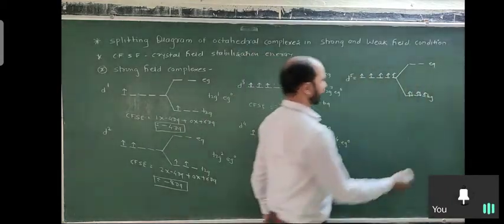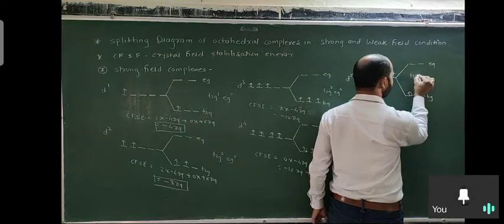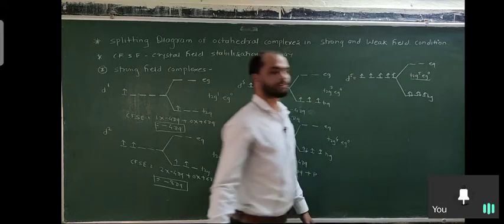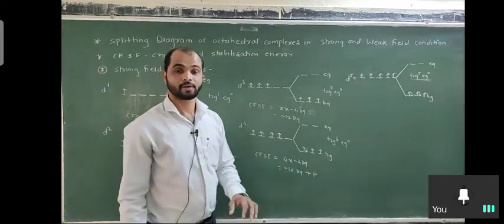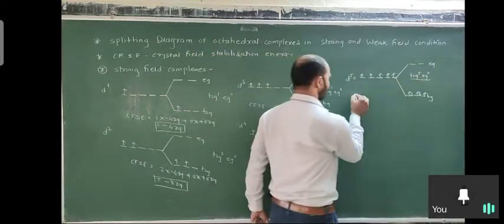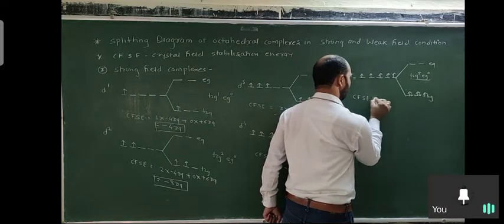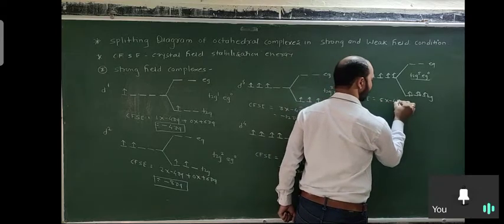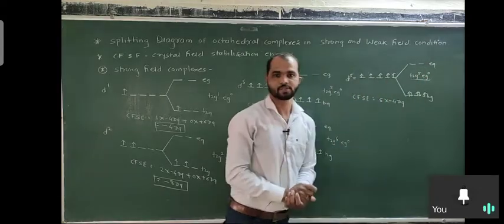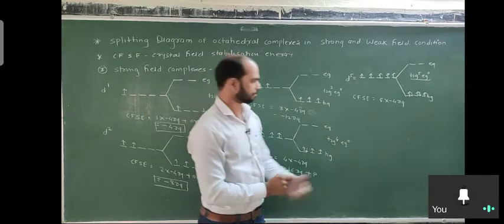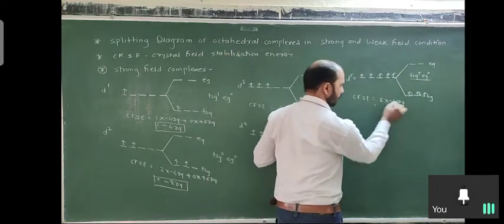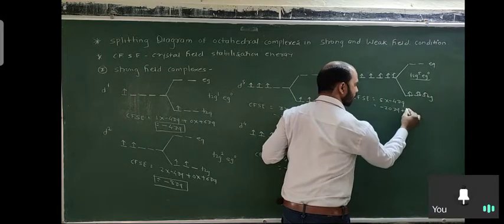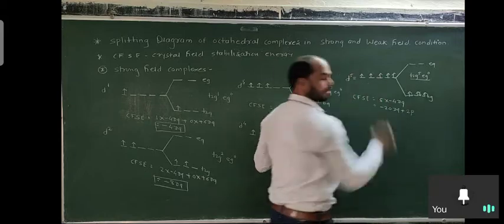What is the electronic configuration? I just write the electronic configuration here: t2g5, eg again has 0. How to calculate CFSE? How many electrons here? 5 electrons into minus 4 Dq. There is no electron in eg. So what is the answer? Minus 20 Dq. Plus, how many pairs? 2 pairs. So you mention here 2P.